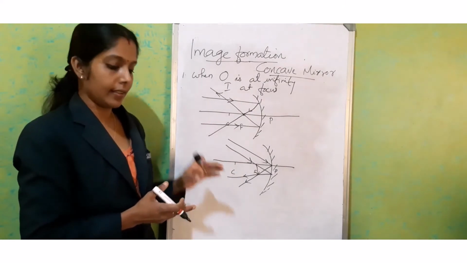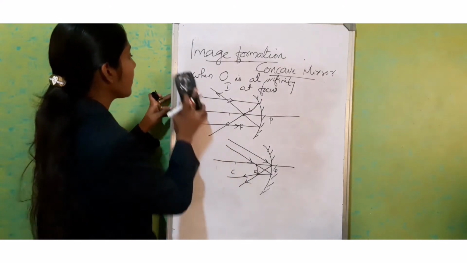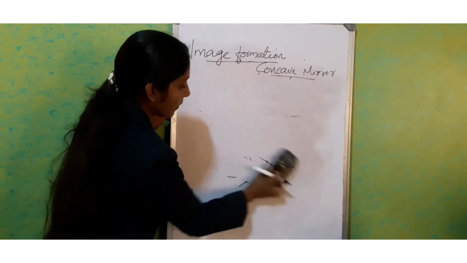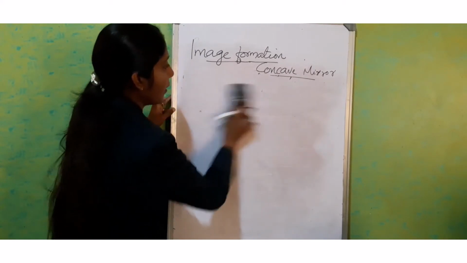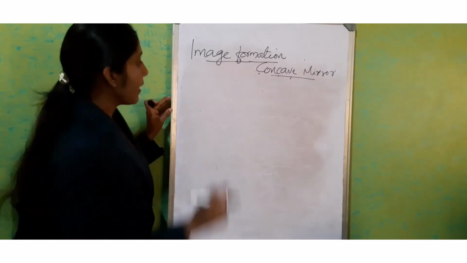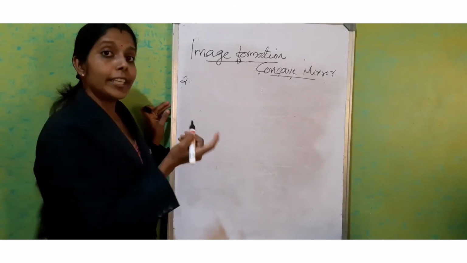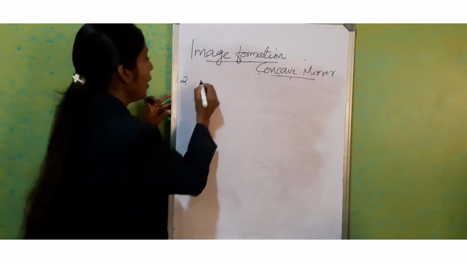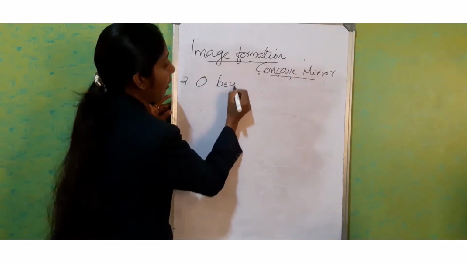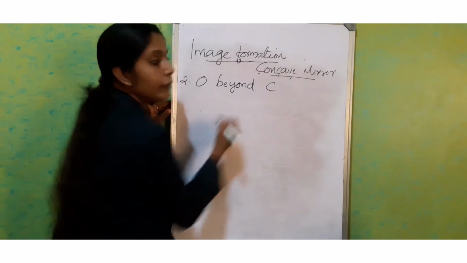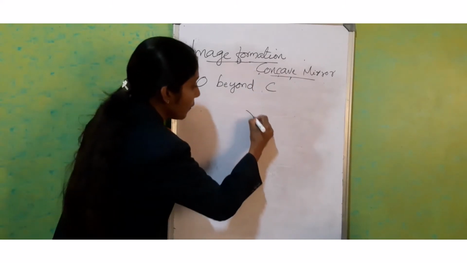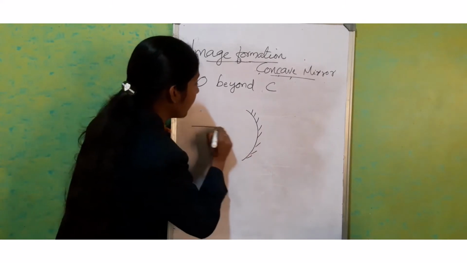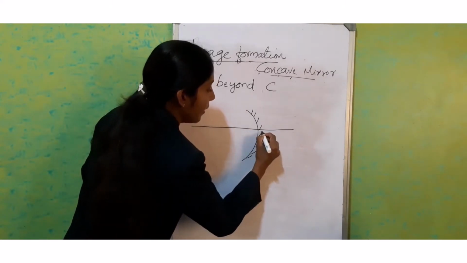This is the first case. We will see the second case: when the object is beyond the center of curvature, where will we get the image? Object beyond center of curvature. We will find out where we get the image.